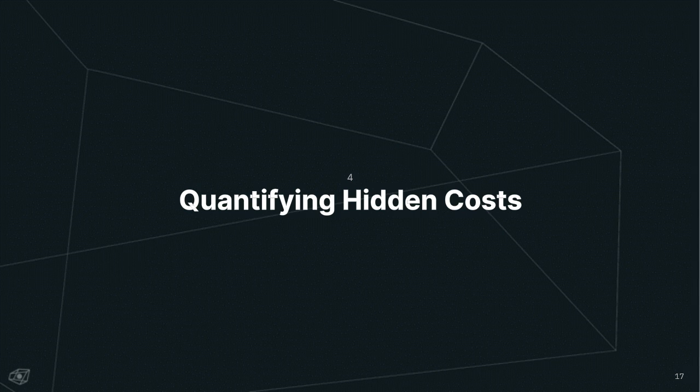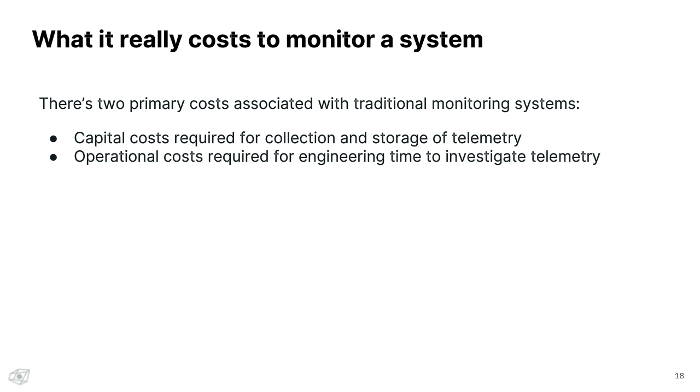So there's two primary costs that are associated with how folks think about monitoring systems, and likewise how you can think about observability. And these are generic in a lot of ways. On one side, there's what I'm going to call capital costs, and that's really for the collection and storage of the data, of the telemetry itself.